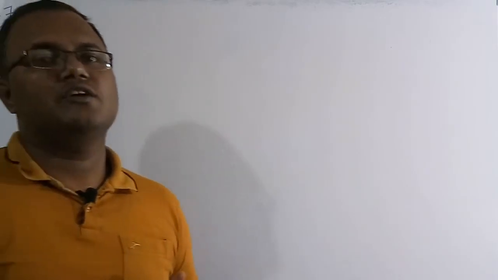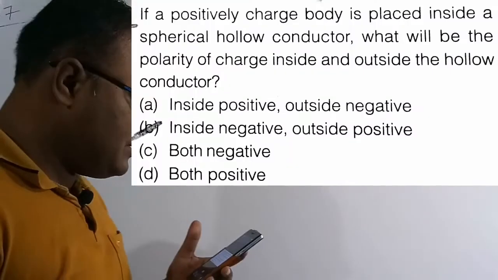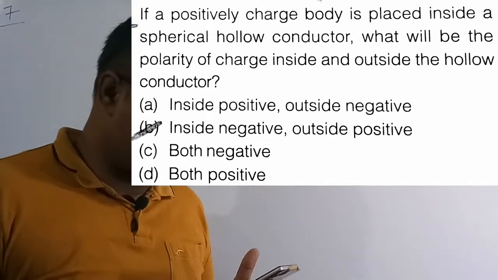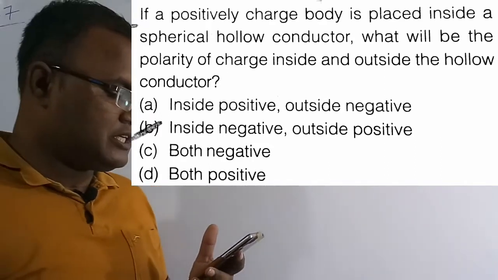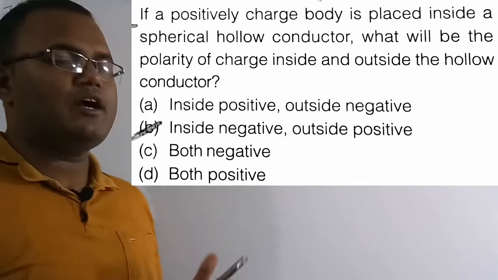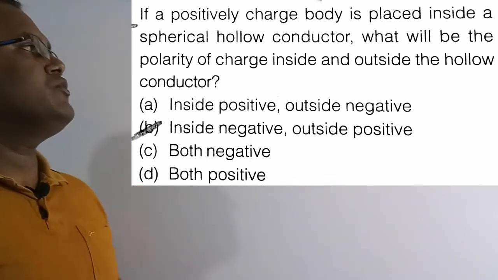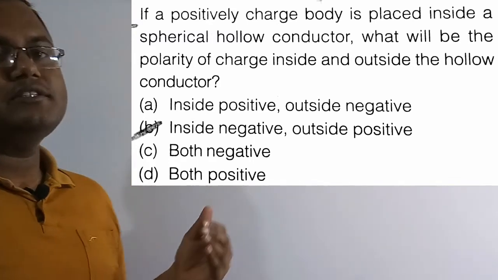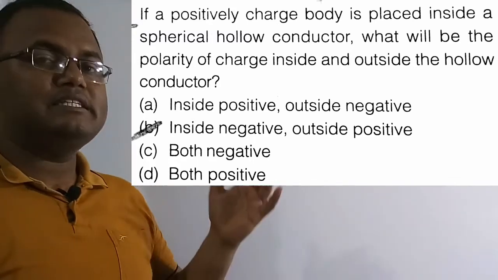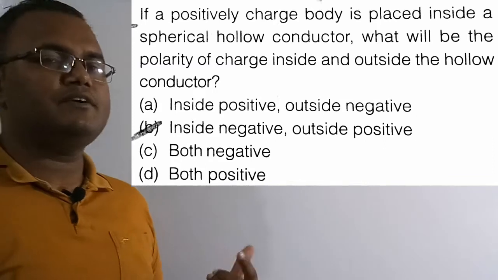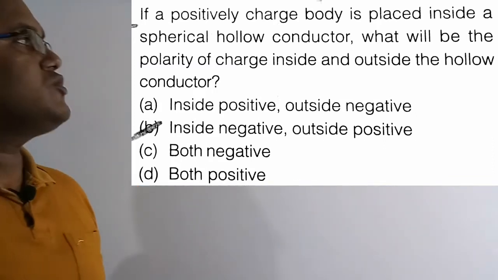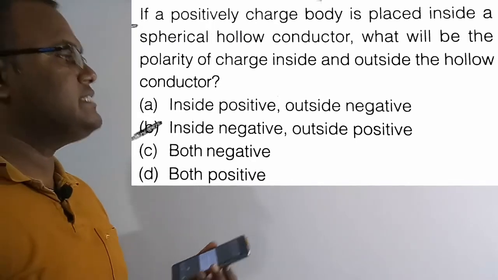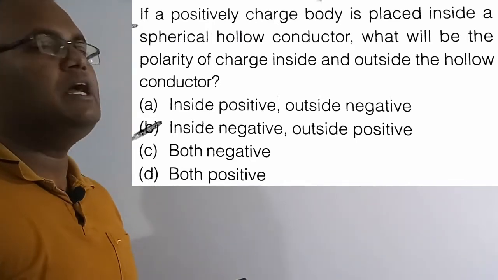So now we are going to solve the 47th question. See the question here. If a positively charged body is placed inside a spherical hollow conductor, what will be the polarity of the charge inside and outside the hollow conductor? Whenever you keep a point charge inside this hollow conductor, we need to figure out the polarity of the charge on the inner surface and also on the outer surface. Out of these four options, option B is the correct solution: inside it will be negative and outside it will be positive.